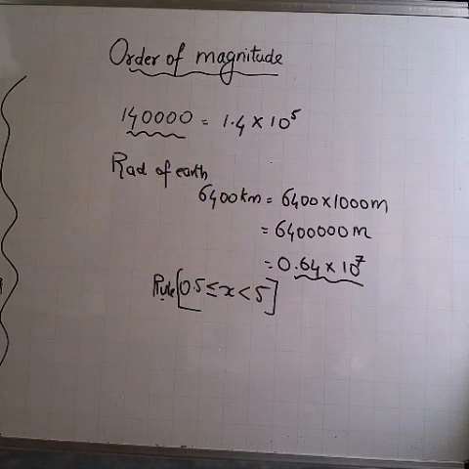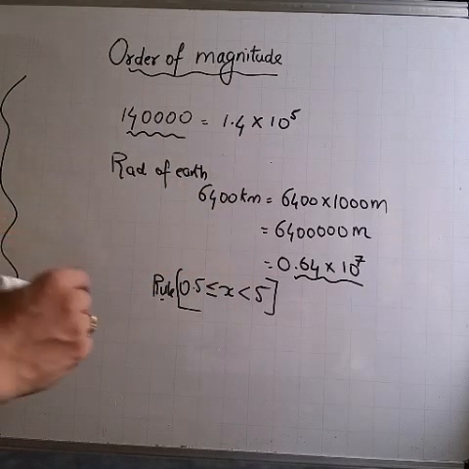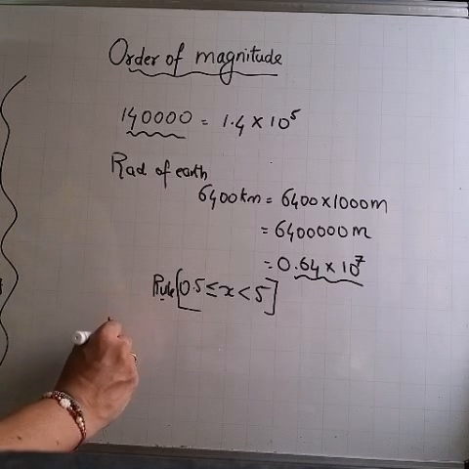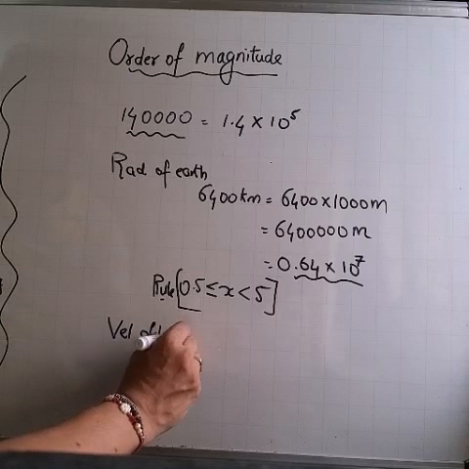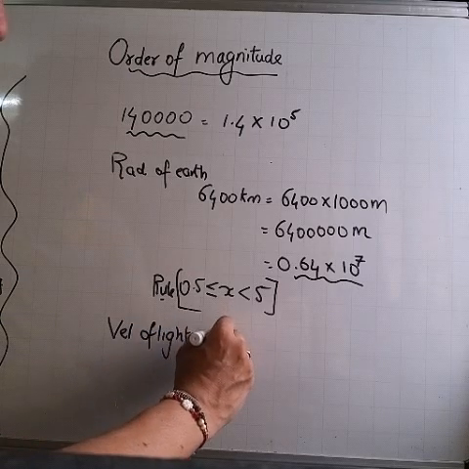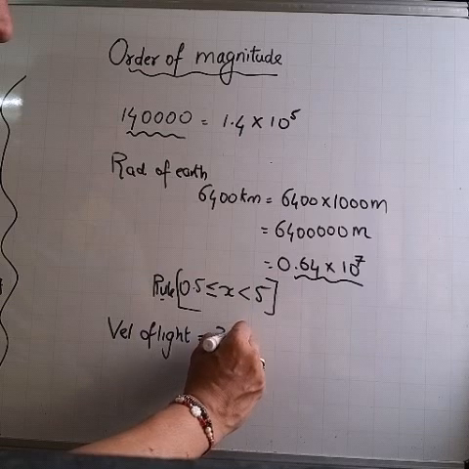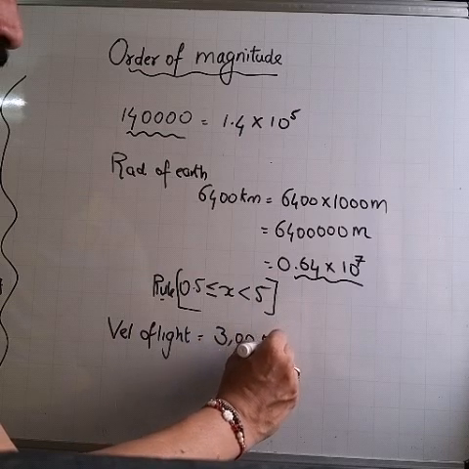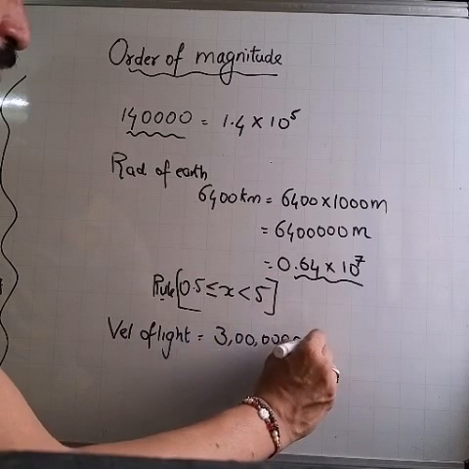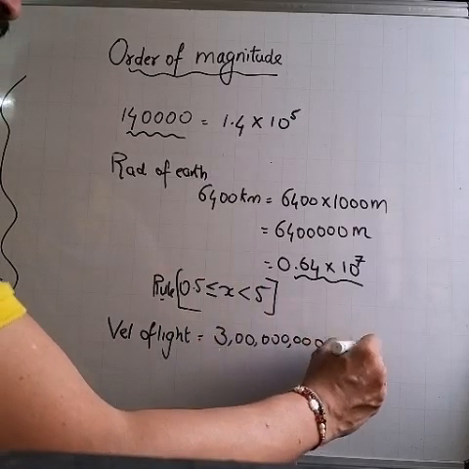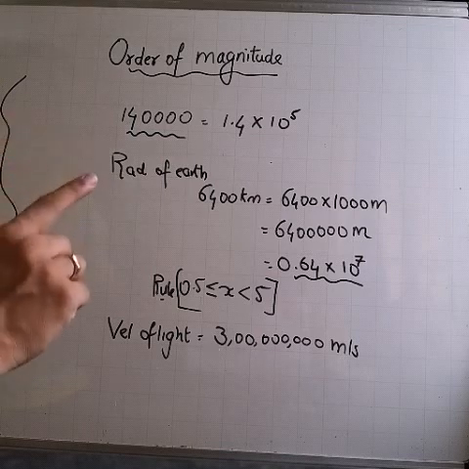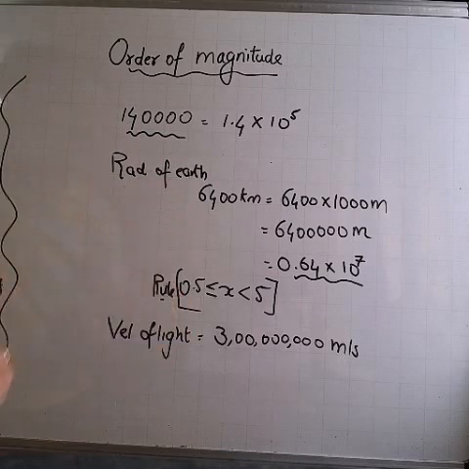One more example. Now you understand the velocity of light is 3 lakh kilometers. How much? 3 lakh. In total 8 zeros are there, in meters per second. Now you decide how I will write this.